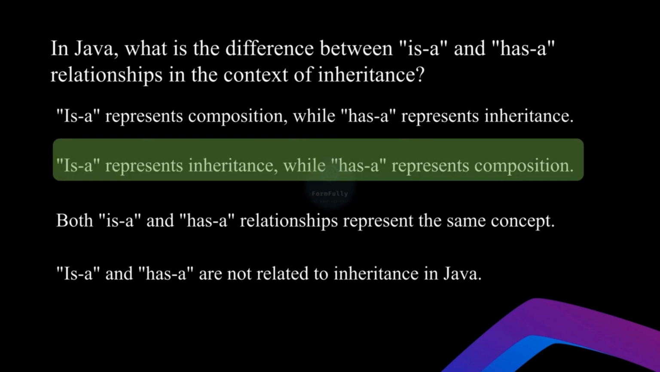In Java, is-a represents inheritance, where a subclass is a specialized version of its superclass. Has-a represents composition, where a class contains an instance of another class. Option A is incorrect as it misrepresents the concepts. Option C is incorrect because they represent different relationships. Option D is incorrect as is-a and has-a are related to inheritance and composition. So option B is correct.